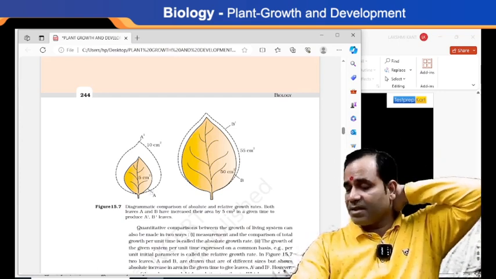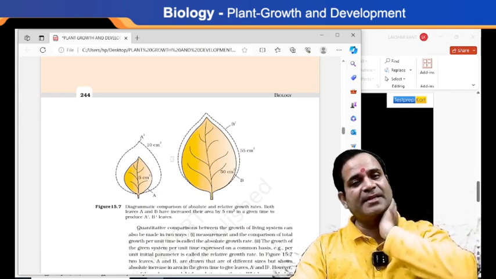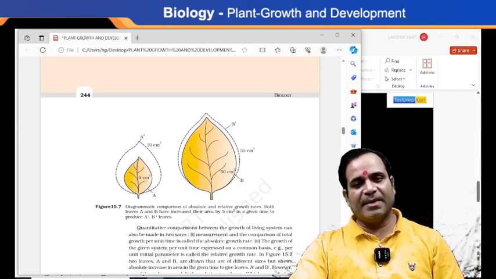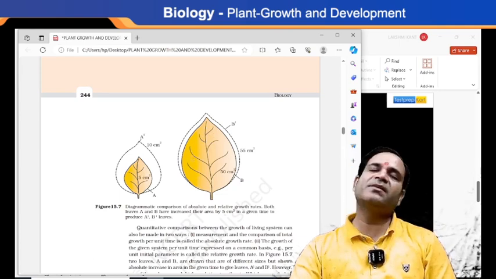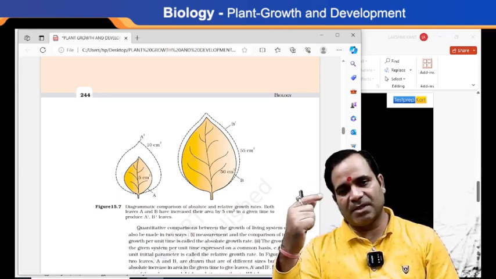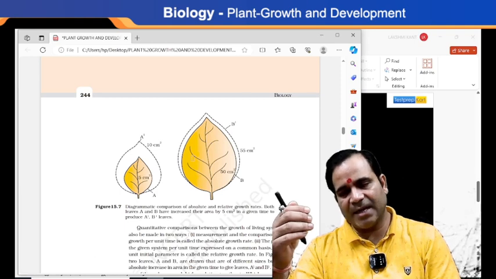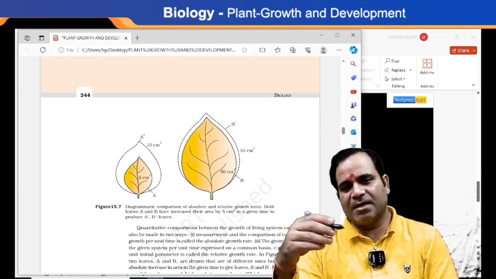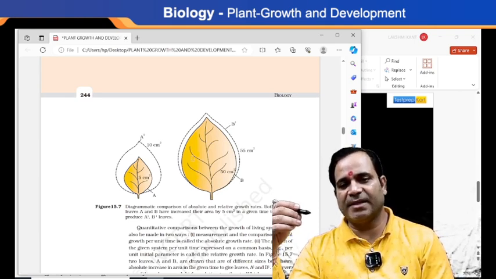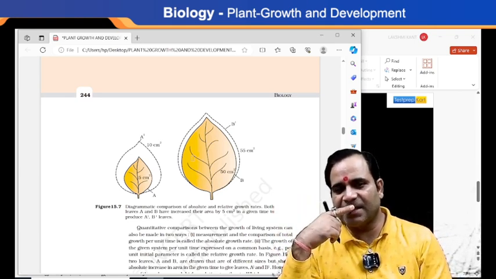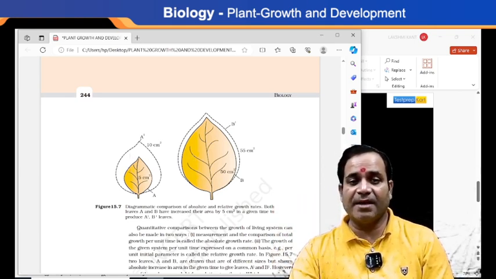Let's see, first in the leaves the growth is very less. Approximately 5 centimeters here, and after that 10 centimeters. How is this possible? It is only possible with the help of hormones, as well as the comparison between the absolute and the relative growth rates, my dear. So this one is the absolute, and this one is the relative growth.